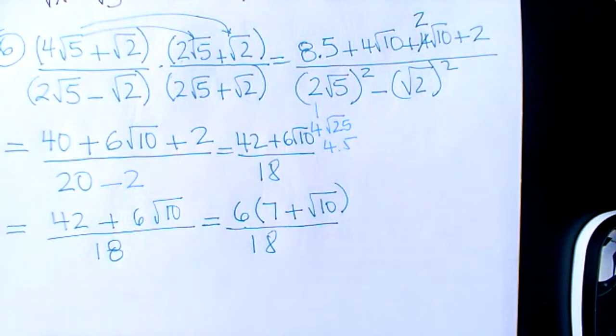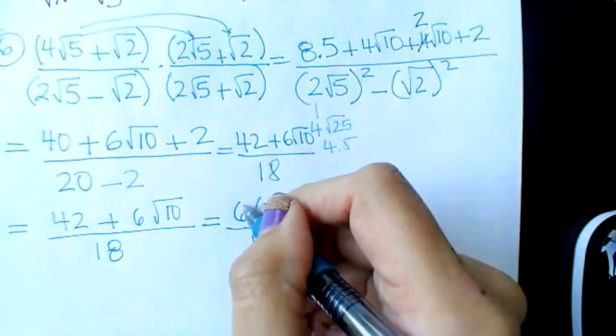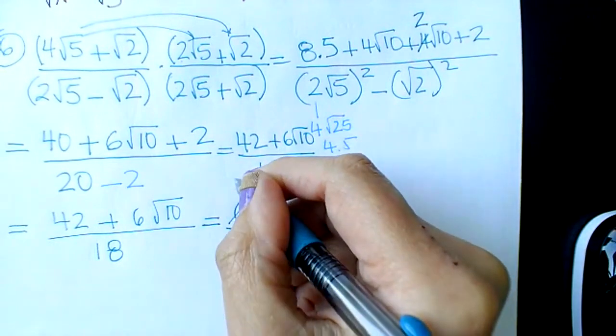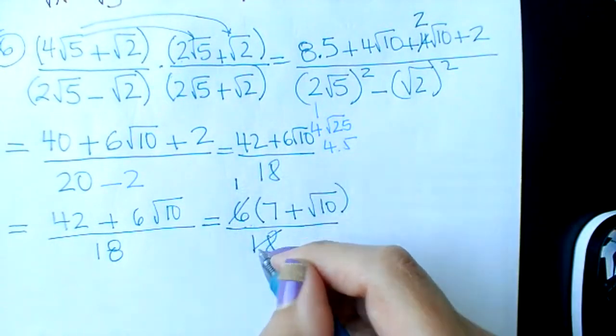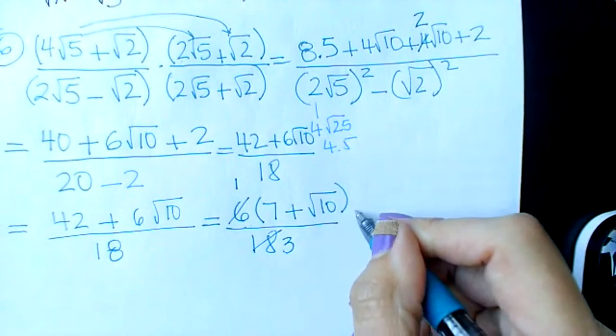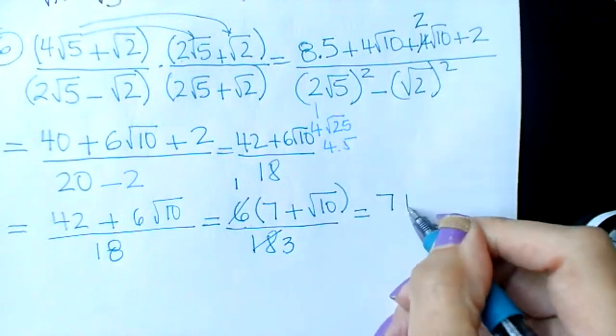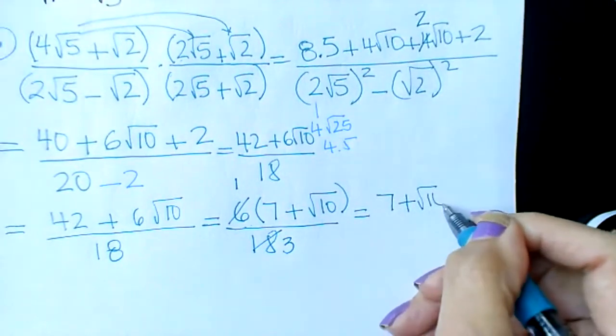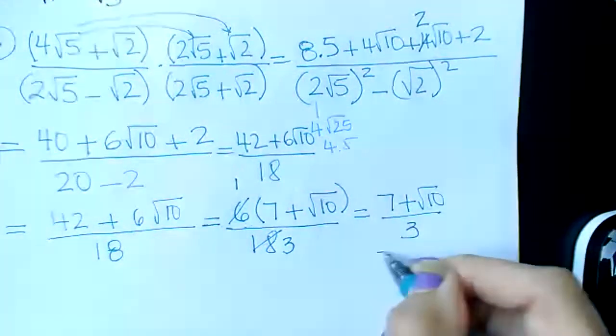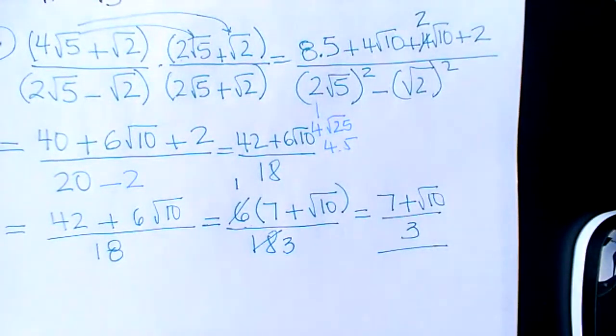Now I can simplify it because this is a product. So I could say 6 divided by 6 is 1. 18 divided by 6 is 3. So my answer is going to be 7 plus the square root of 10 divided by 3. Okay?